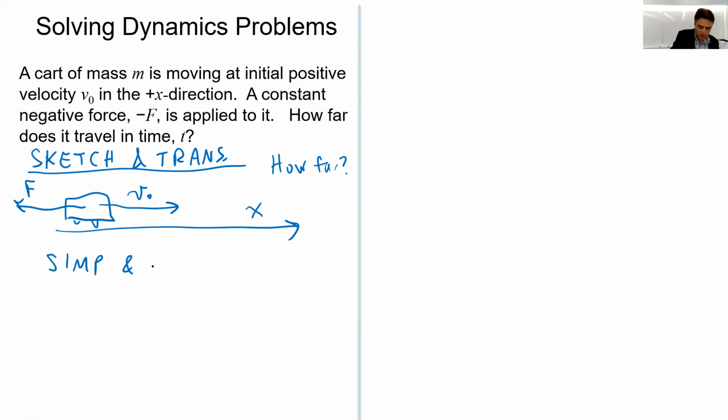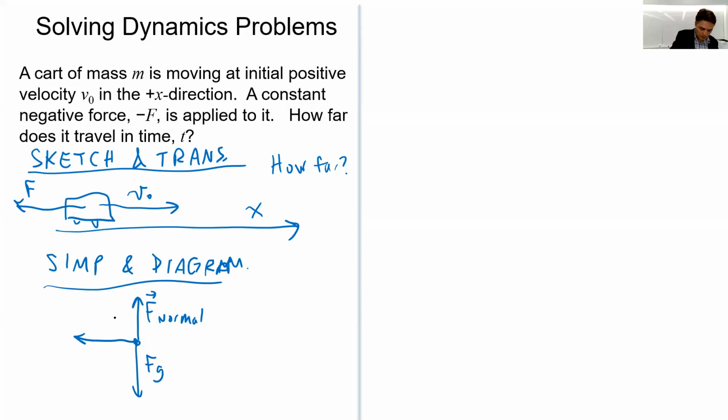The force diagram again sort of looks the same. You've got the normal force, F normal, going up, the gravity going down, and then you've got this backwards force F in the negative x direction. So you would say here that the sum of forces in the x direction is negative F. Okay, so F is a positive number.